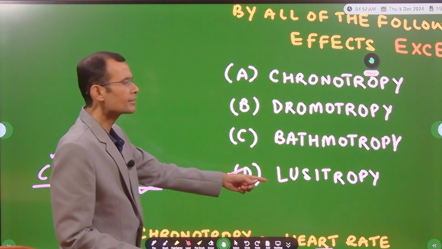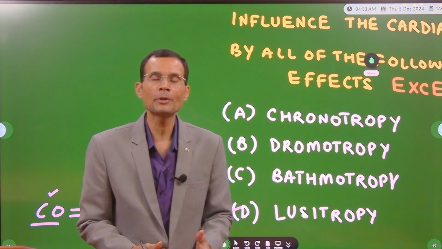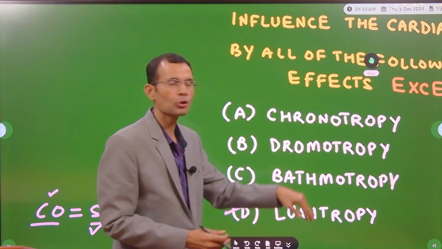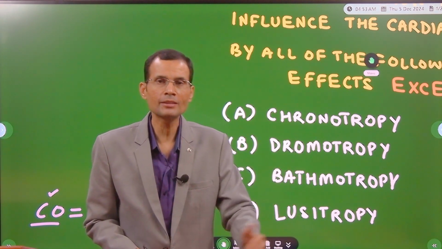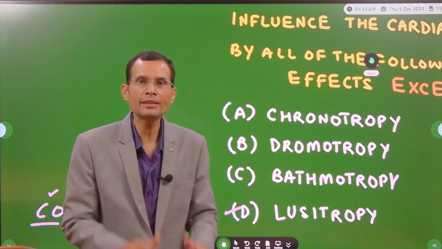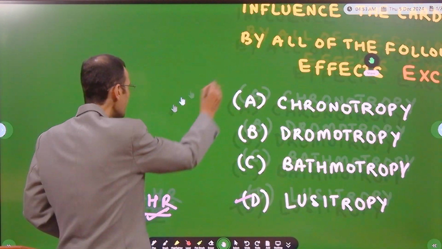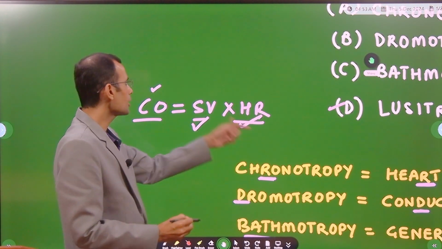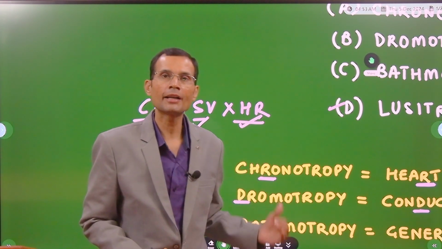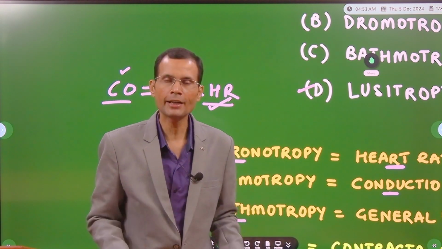That was the answer to the MCQ. Vagus has a negative chronotropic effect, that is, it decreases the heart rate. It has a negative dromotropic effect, it decreases the impulse conduction speed. It has a negative bathmotropic effect, that is, it decreases the general excitability in the heart. So these three will reduce the heart rate and thereby reduce the cardiac output. And that's the effect of vagus on the cardiac output. It does not influence stroke volume, at least not directly.